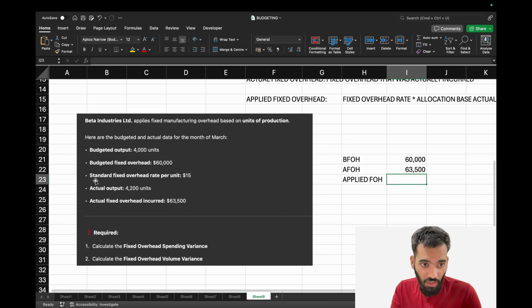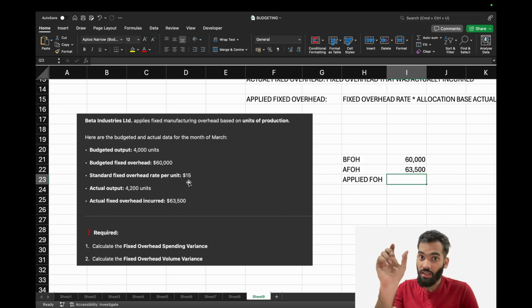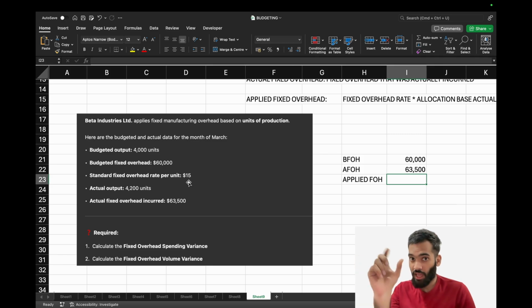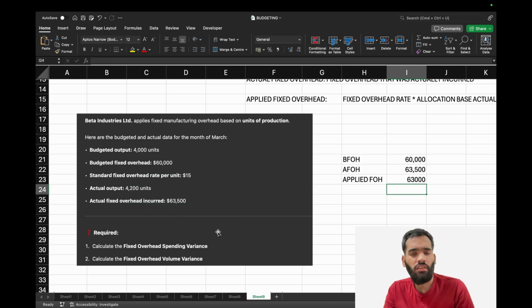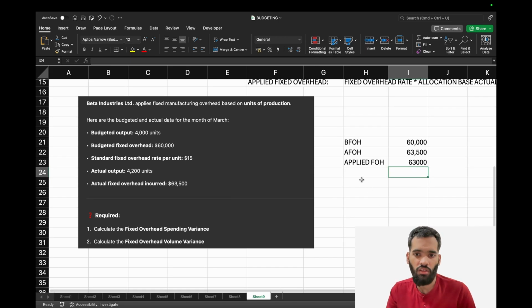So we have been given standard fixed overhead rate per unit is 15. That means we have been given the rate per unit, so the allocation base is the units. So we multiply 15 by how many units we actually produced, which is 4,200. And that's how you find the three things. This is what people think is very hard. It's actually not hard. If you know what you're looking for, you'll always get the right answers. There's no complications in these questions.